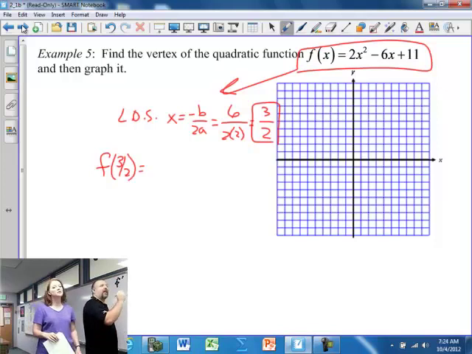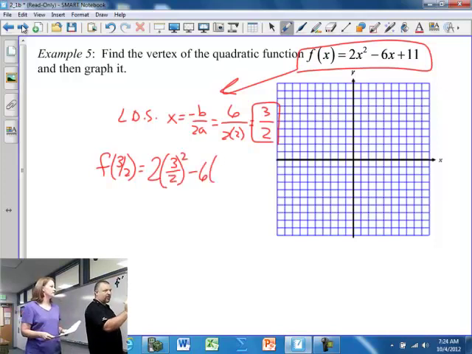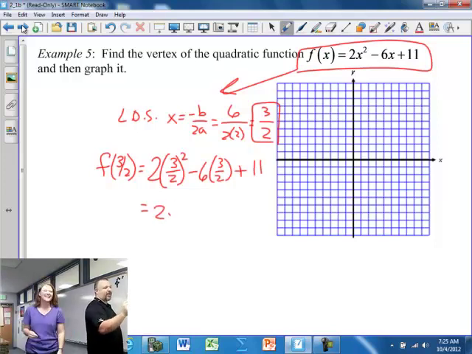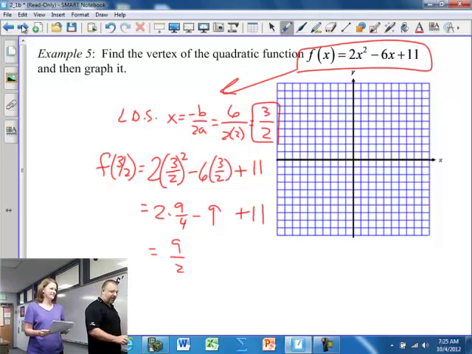If you know x, how do you find y? Plug it in. So you're going to have 2 times 3/2 squared minus 6 times 3/2 plus 11. And then we do a whole bunch of fraction magic. 9/4, fifth grade. Here we go. This is going to be 3 times 3 is 9, plus 11. That's going to be 9 halves minus 9 plus 11.